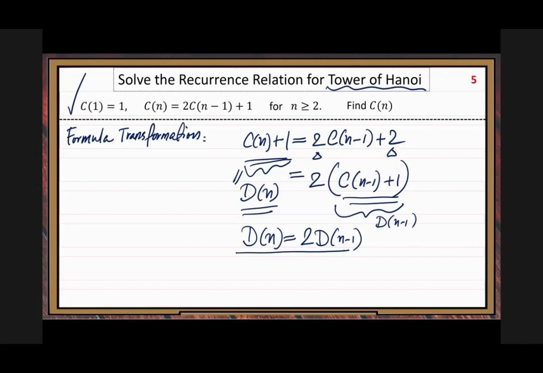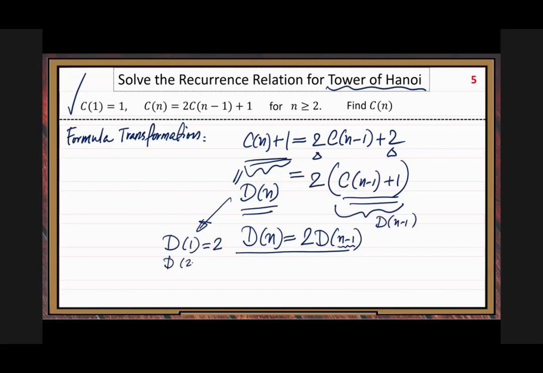Remember, after we introduce this D function, we also need to update its initial value. D of 1 equals 2. The initial value must be updated. Then we know that every time we increase the parameter by 1, we just multiply by 2.